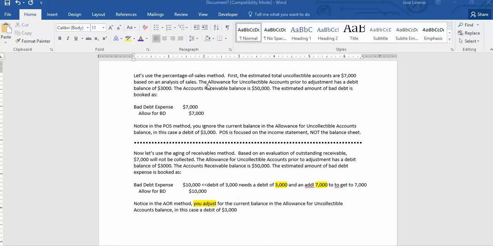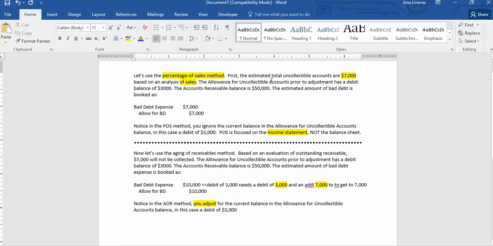Okay, let's look at setting up an allowance for bad debt account. We'll first look at the percentage of sales method. This is the one that is focused on the income statement, so it's paying attention to the income statement. We estimate that $7,000 is going to go bad. That's based on looking at sales. Notice you're looking at sales, not anything in the balance sheet.